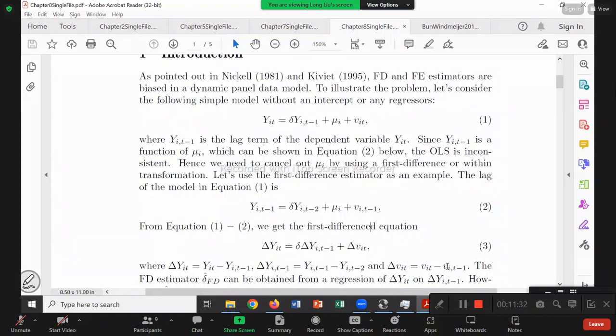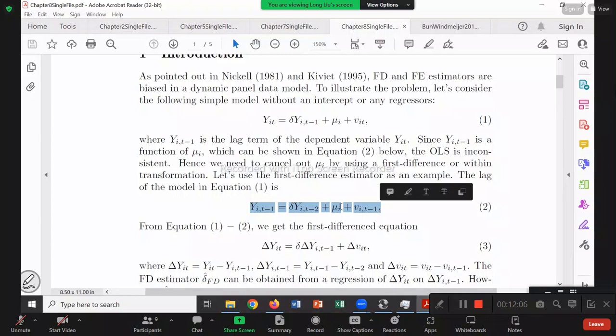Our error term contains v_{t-1}, right? Hence y_{t-1} and v_{t-1} are actually related. Why are the two related? It comes from our equation 2. Clearly, y_{t-1} is a function of v_{t-1}, right? Equation 2 shows y_{t-1} is a function of v_{t-1}. That's why the two are, of course, related.